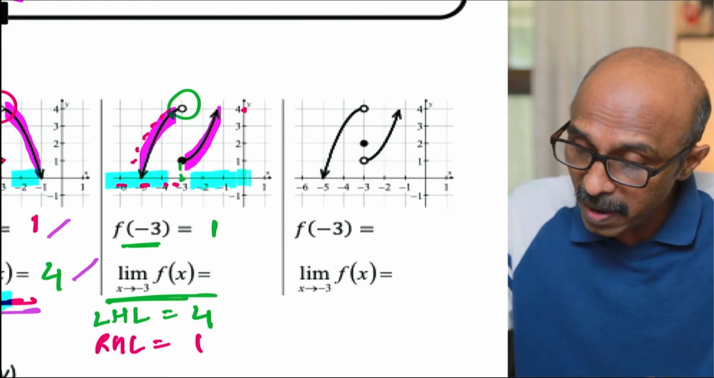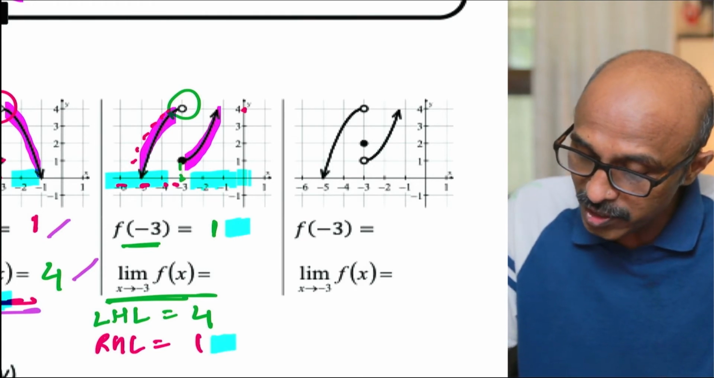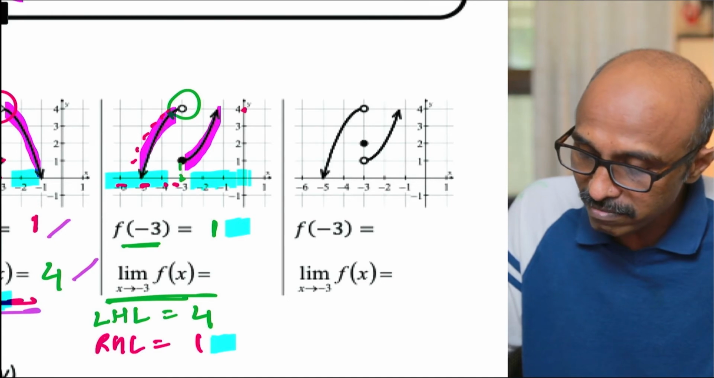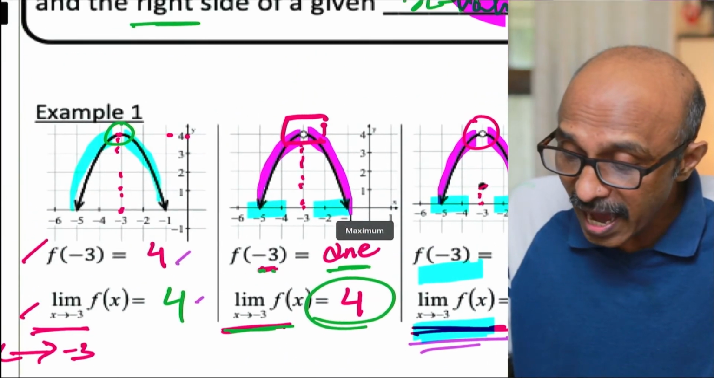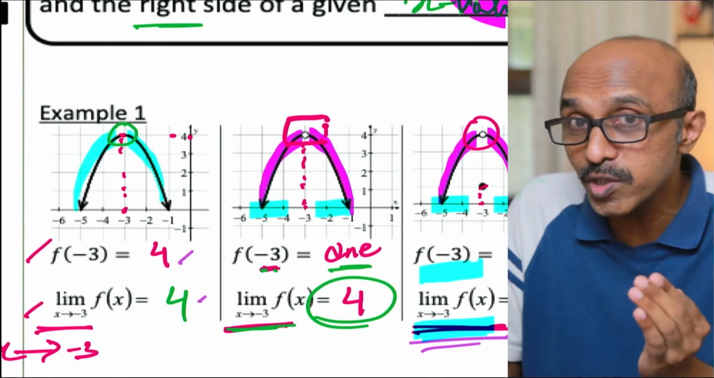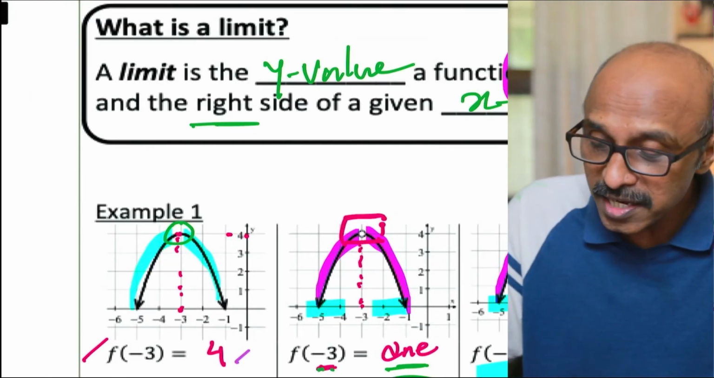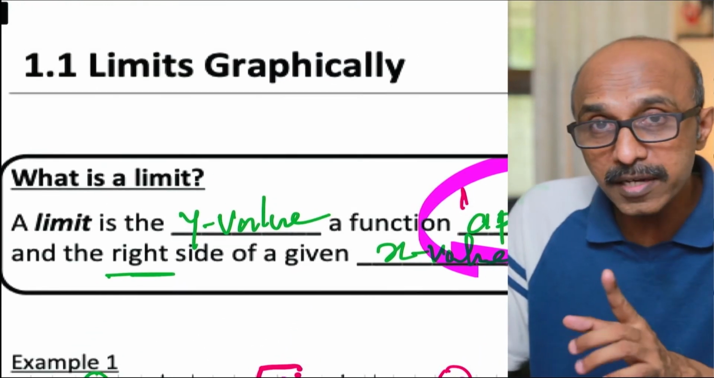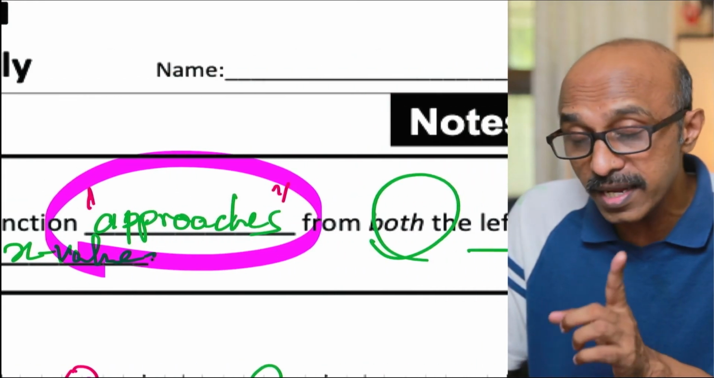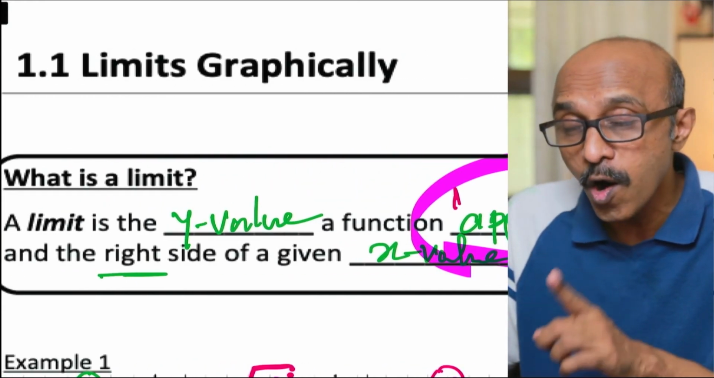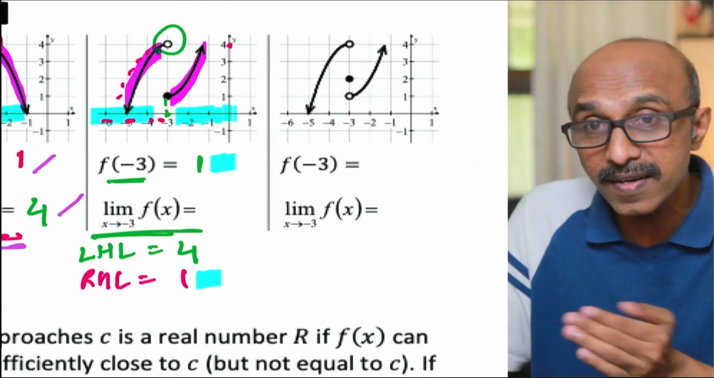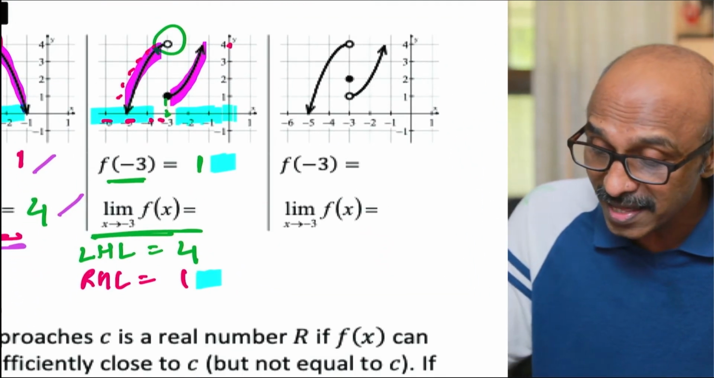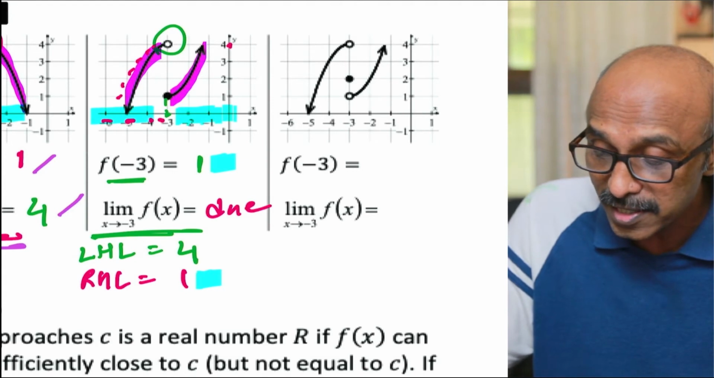The right-hand limit apparently is equal to the value of the function, and the left-hand limit is different from the right-hand limit. In all the examples we saw before, the left-hand limit and the right-hand limit were the same. They were approaching the same value. And our definition says that a limit is the y value a function approaches from both the left-hand side and the right-hand side of a given x value. So in this case, because the left-hand limit and the right-hand limit are not the same, we will say that there is no limit. In fact, the limit does not exist.